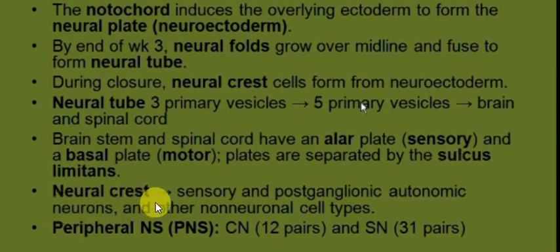And then the neural crest cells give rise to all the primary sensory neurons and all the postganglionic autonomic neurons and other non-neuron cell types. The peripheral nervous system will consist of 12 pairs of cranial nerves and 31 pairs of spinal nerves. This is the general organization of the nervous system.